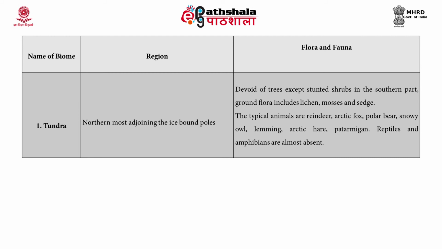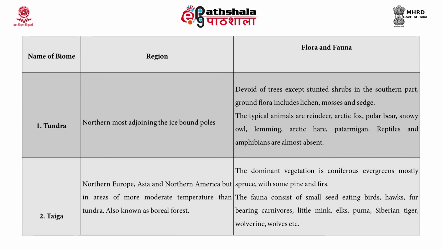The regions where they are found are the northernmost, adjoining the ice-bound poles. Flora and fauna: they are devoid of trees except the stunted shrubs in the southern part. Ground flora includes lichens, mosses and sedges. The typical animals are reindeer, Arctic fox, polar bear, snowy owl, lemmings, Arctic hare. Reptiles and amphibians are almost absent.